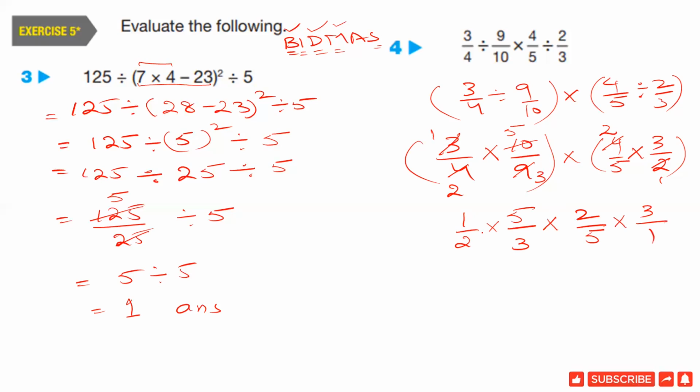We know these are all fractions, so we can cancel this numerator 3 with the denominator 3. Now this 5 will cancel this 5. All are 1. 2 times 1 is 2. 2 times 1 is 2. So we are left with all ones in the numerator and the denominator. So we get the answer 1.